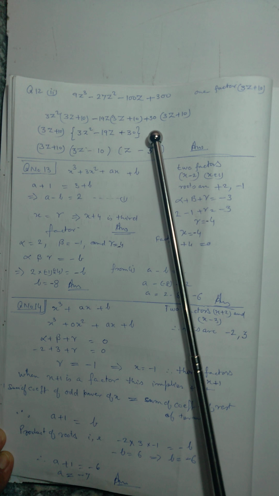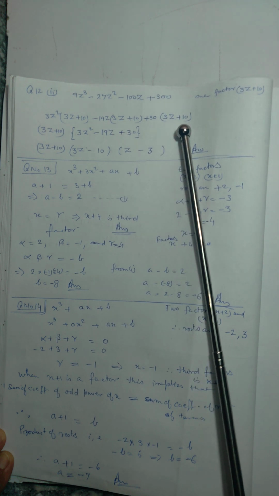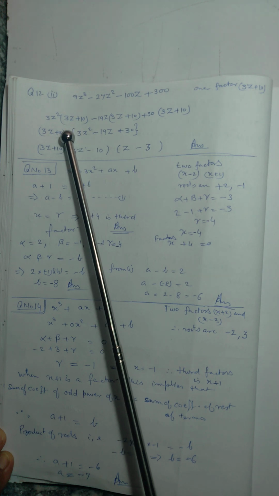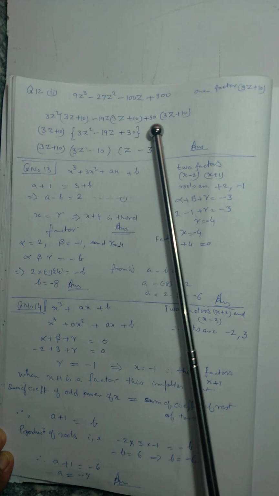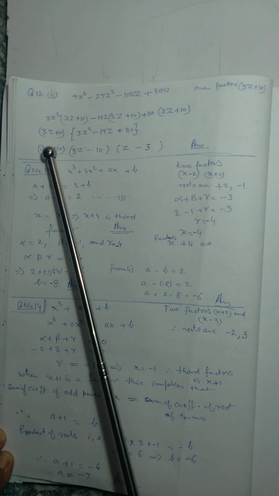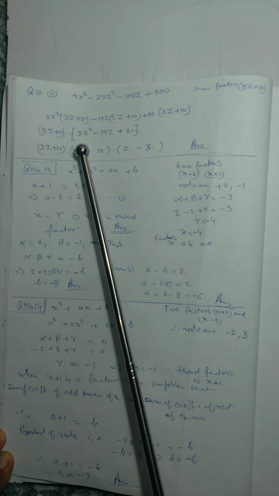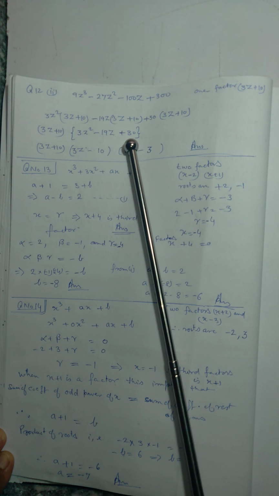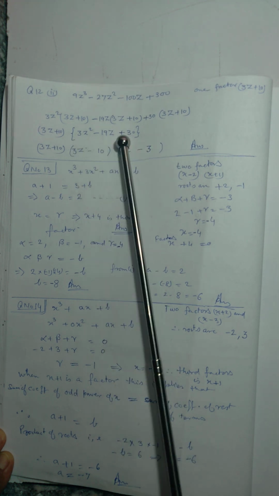Now 30 will be multiplied by 10, you will get 300. So you see now 3z plus 10 is in each term. You can take it common. So 3z plus 10 will be common. Now we are left with the quadratic equation, that is 3z square minus 19z plus 30. Now we have to factorize this.